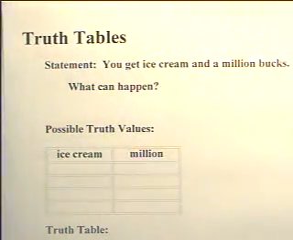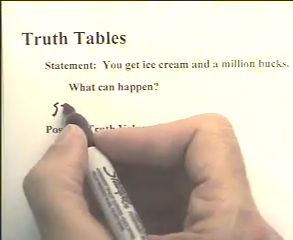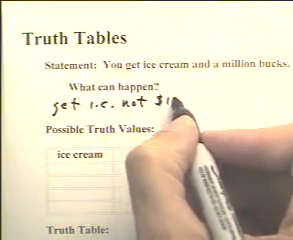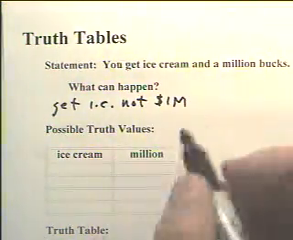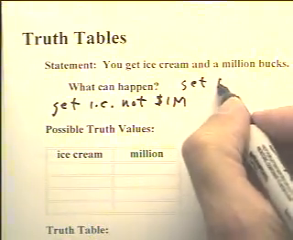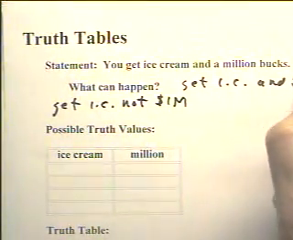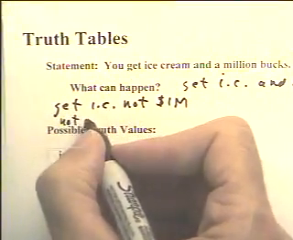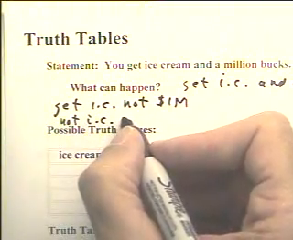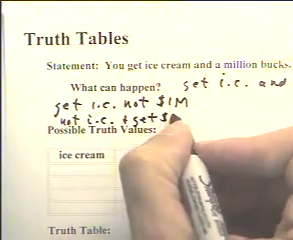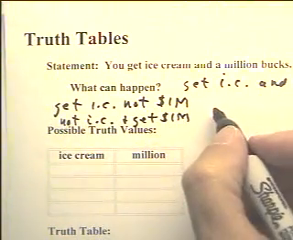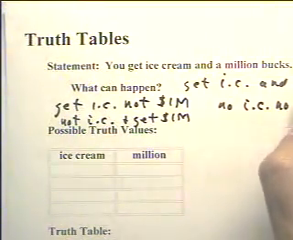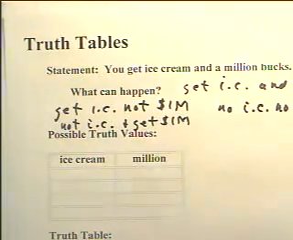Well, what can happen? You can get ice cream and not $1 million, or you can get ice cream and $1 million, right? Or you can not get ice cream and still get the $1 million, or you can not get ice cream and no money, right? That's all that can happen.